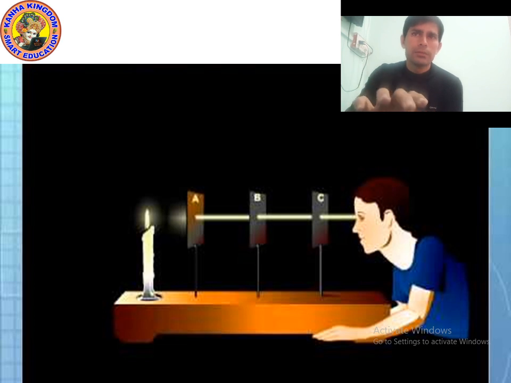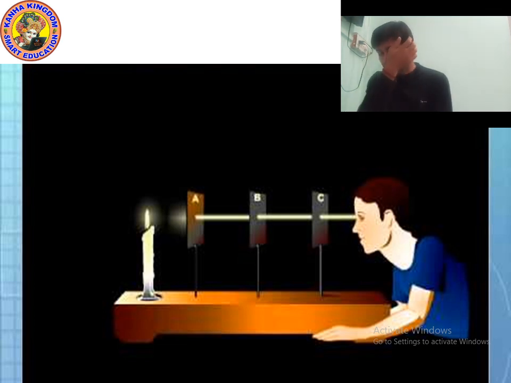Then you will light the candle, okay, as you can see in the picture. You will put a candle on the table and you will light the candle, and you will take some cardboard. You can give the names to the cardboards: A, B, C.